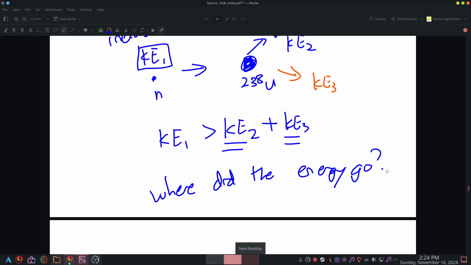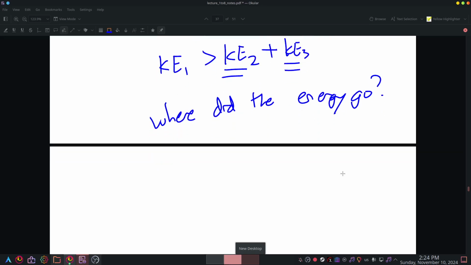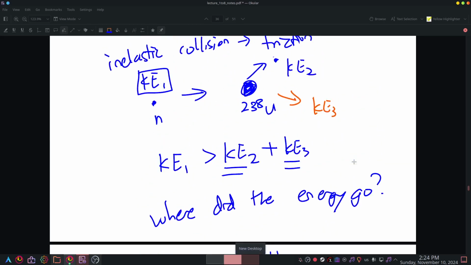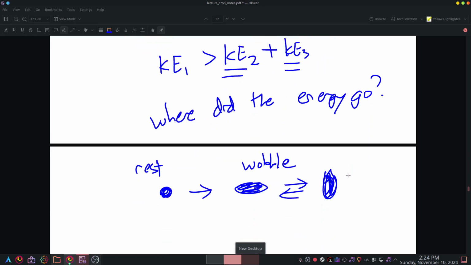Okay, where did the energy go? Very simple. Remember just now I was talking about the vibration. This is the uranium at rest, so to speak, or ground state. It turns into this vibrating nucleus that can wobble back and forth. So basically, this neutron supplied energy to this nucleus and it started to wobble.